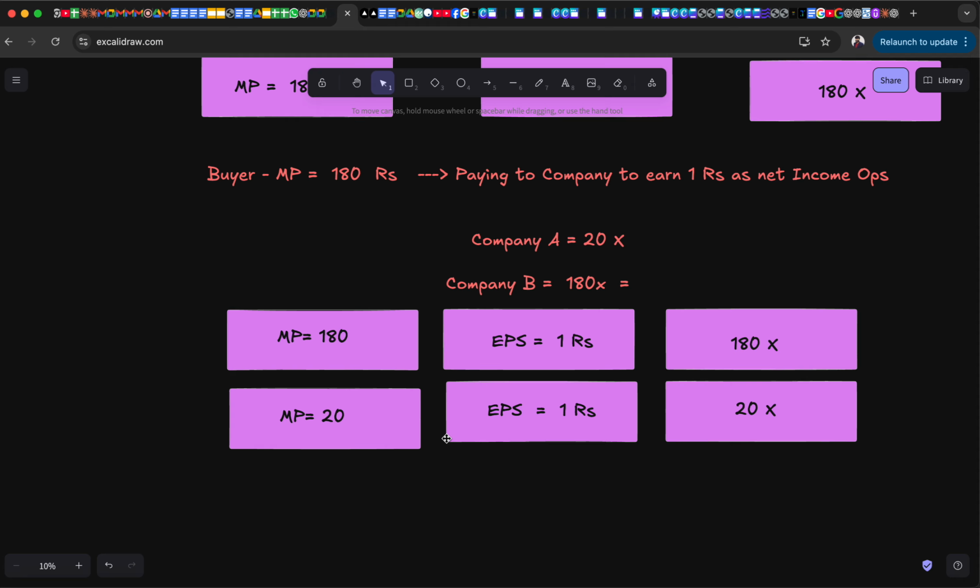So in case of company A, the logic is with a minimum capital, they are generating more profit. And in case of company B, with a higher capital, they are generating just 1 rupee. So it means lower profit. So more PE, which is not good.